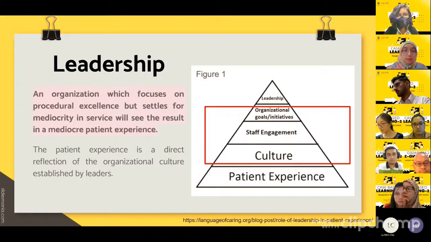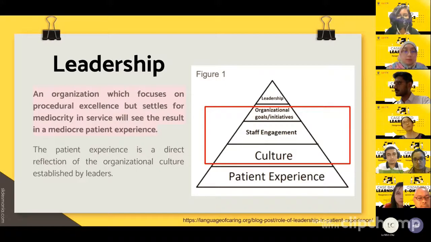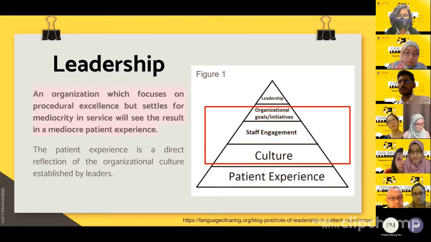Right, so drawing from the traits of a leader and trying to solve our case for today. Speaking as a manager, I realize that I'm leading the team, and ideally my team trusts me and I'm responsible for the decisions leading to the organization's success and failures. And so the patient experience is a direct reflection of the organizational culture established by me.